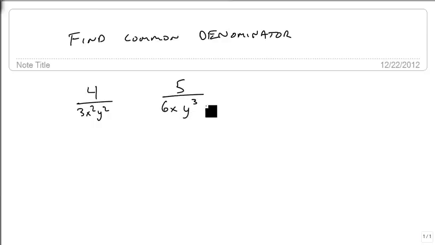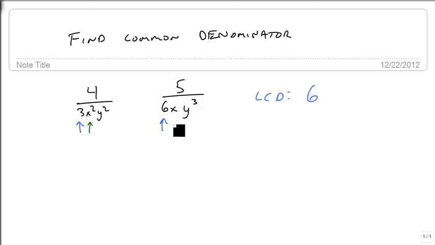And so we need to find the smallest denominator such that 3x squared y squared and 6xy cubed divide into it evenly with no remainder. And so we're going to start with, when there's no plus signs, we just start with the numbers. The LCD between 3 and 6 is 6, because 3 divides into 6 and 6 divides into 6.